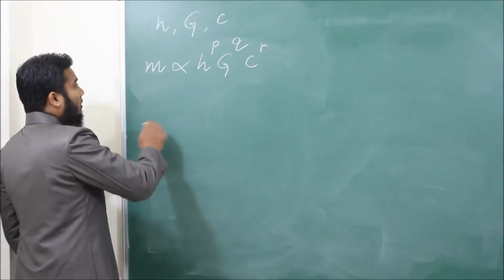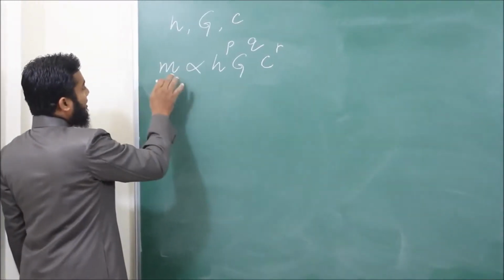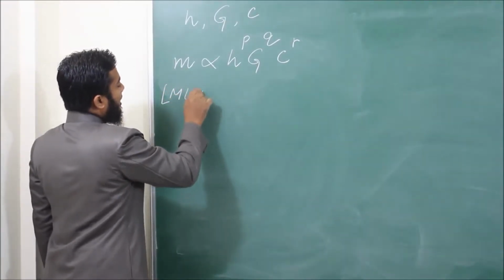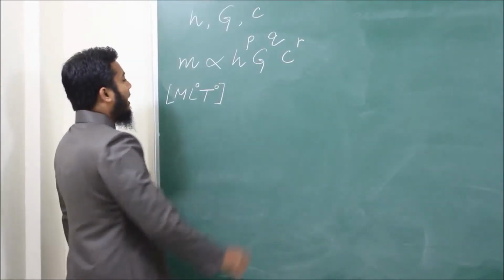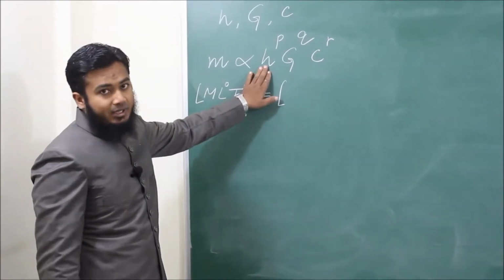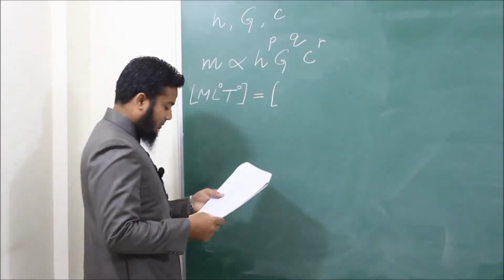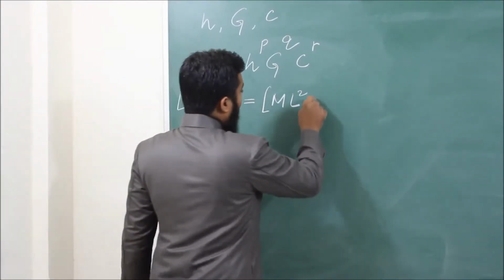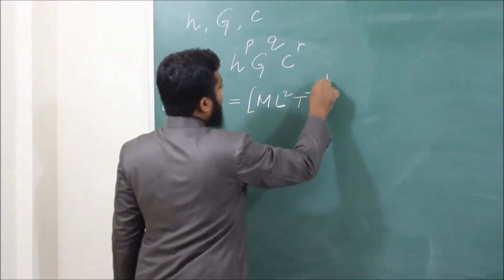Now, the dimensions on the left hand side and right hand side should be the same. The dimension on the left hand side is mass, and length and time are not there, so L^0, T^0. On the right hand side we have the dimensional formula for Planck's constant. If you remember, last time we calculated the dimensional formula for Planck's constant, which is (M L^2 T^-1), and the whole is raised to the power p.